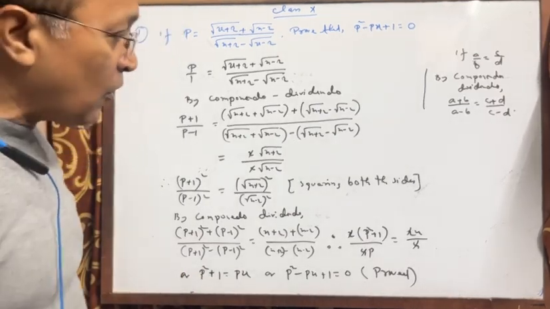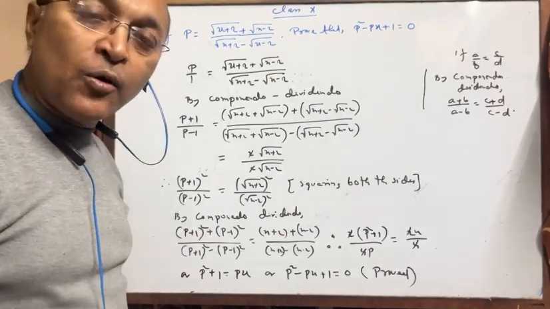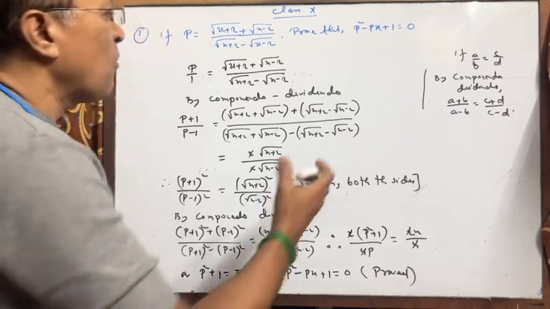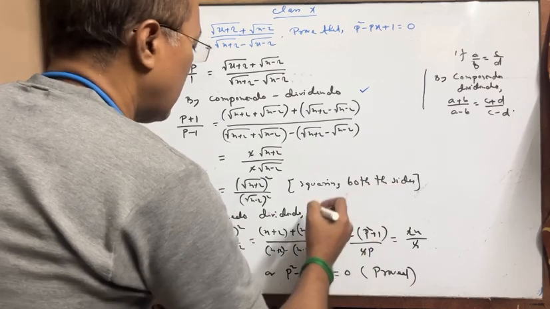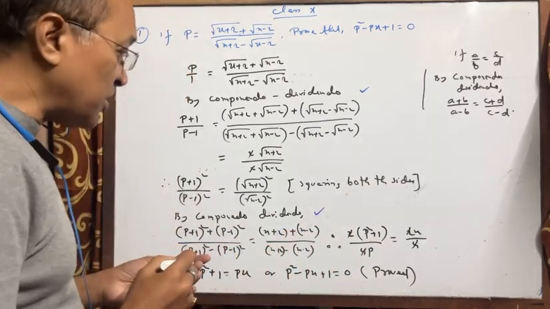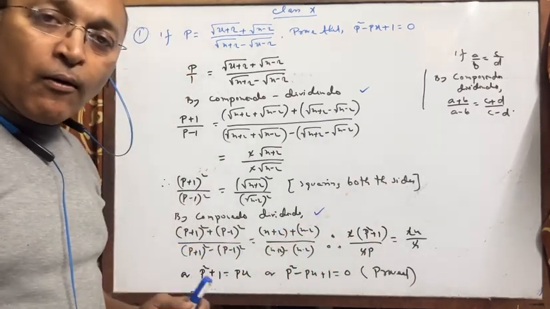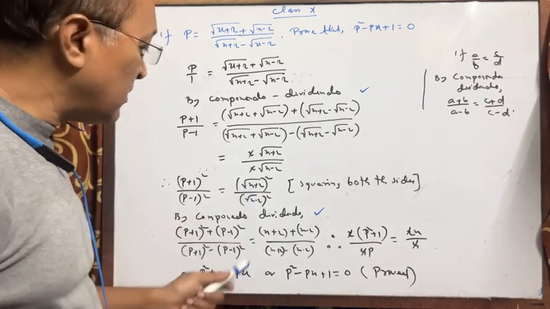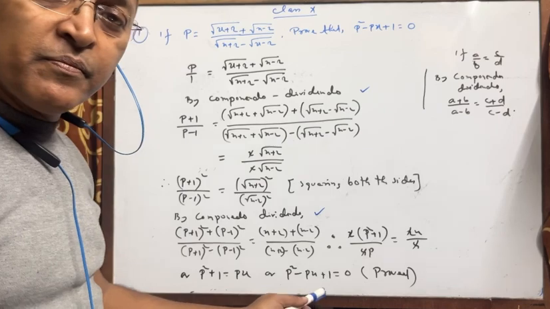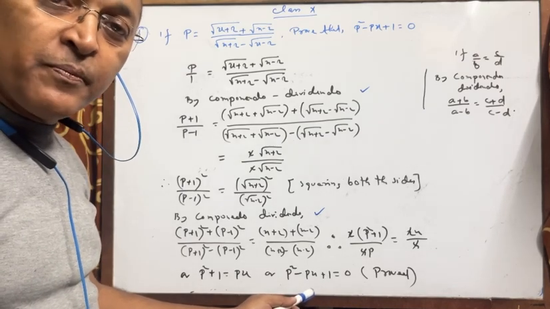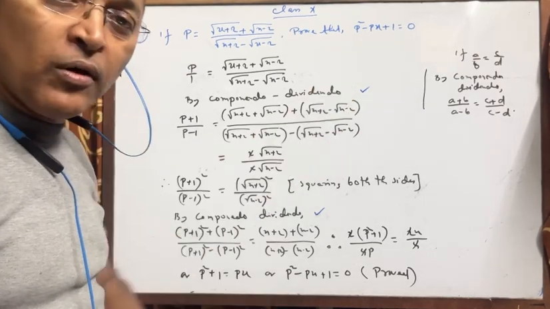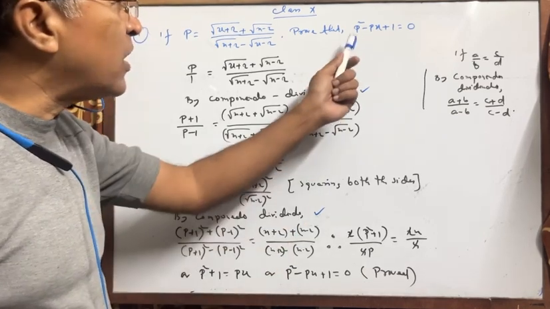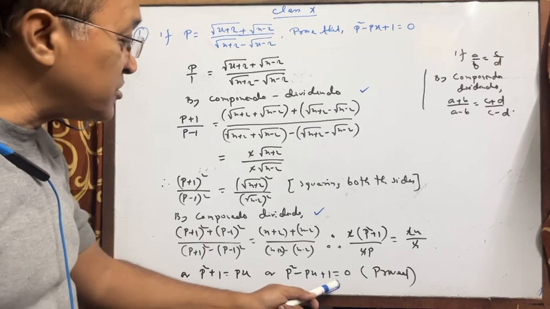Twice, the componendo dividendo method has been implemented. Once here, next here. Just by doing componendo dividendo twice, this problem easily comes out. Easily you can reach our final goal. What do we have to show? We have to show p square minus px plus 1 is equal to 0.